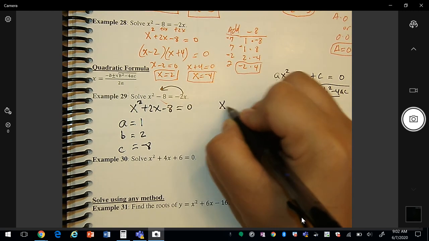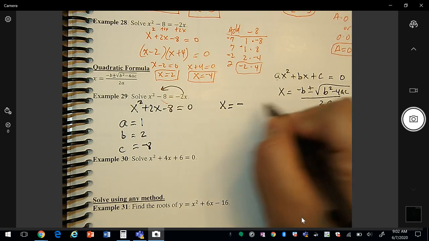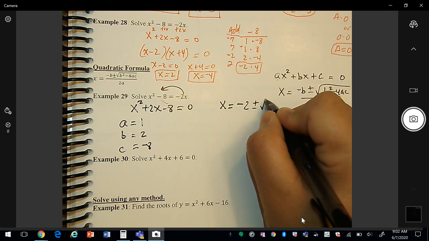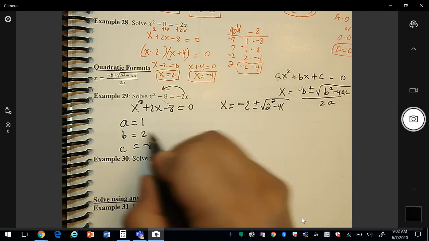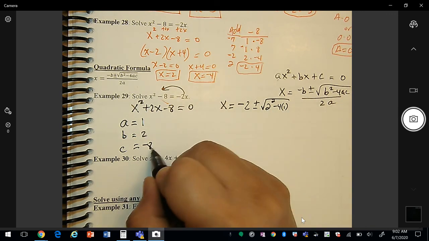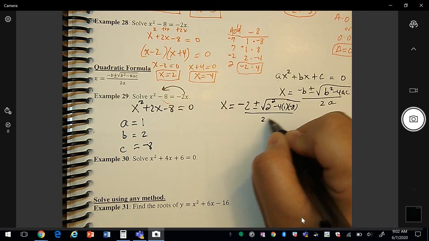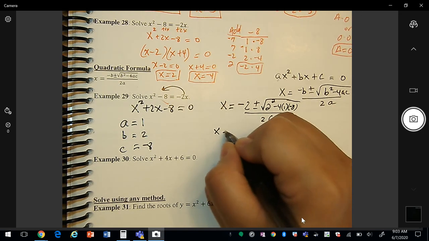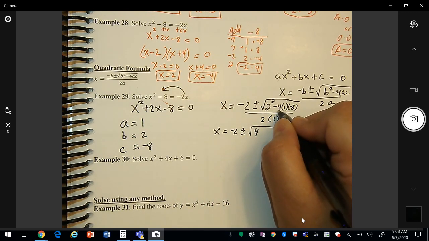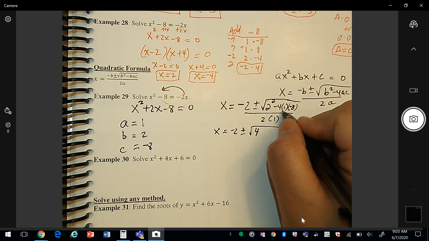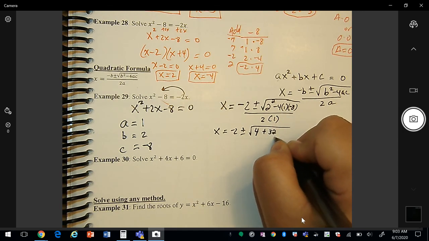So to use the quadratic formula, we just substitute this. So we have negative b, which is negative 2, plus or minus the square root of b squared, which is 2 squared, minus 4 times a, which is 1, times c, which is negative 8, divided by 2 times 1. Simplify. 2 squared is 4. Negative 4 times 1 is negative 4. Times the negative 8 is positive 32.